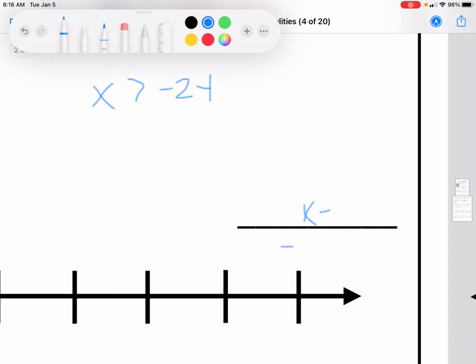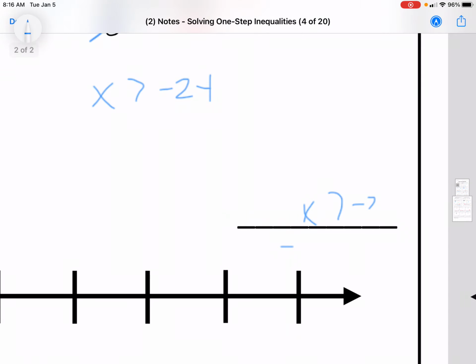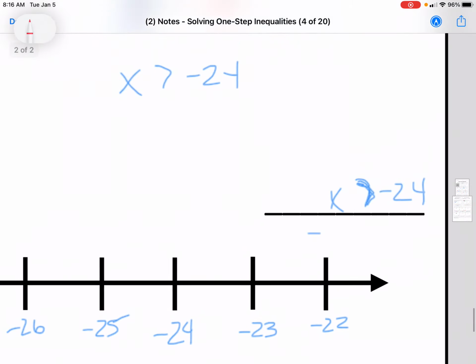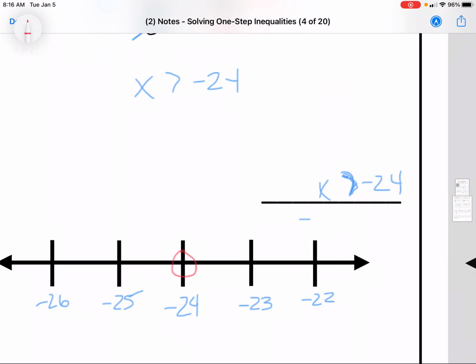All right, -24, -23, -22, -25, -26. Open dot on -24. How do I know it's open? There's no equal sign underneath it. And it is greater than, goes to the right.